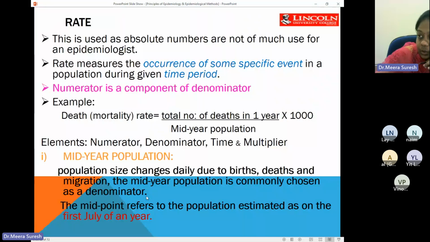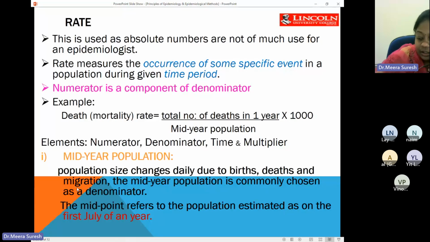So we calculate the number of deaths that have happened in the whole year, and that is divided by the total population. So there will be a confusion about where to take this total population. Either we can take the total population in Malaysia on January 1st, 2022, or we can take the total population of Malaysia on December 31st, 2022. That should be the denominator. But because of these things, every day there will be birth, death, migration, everything.